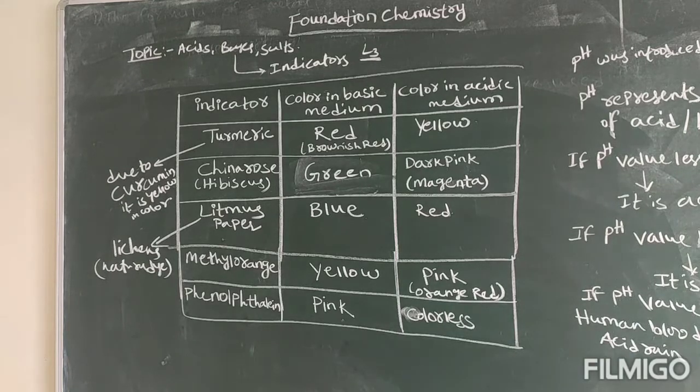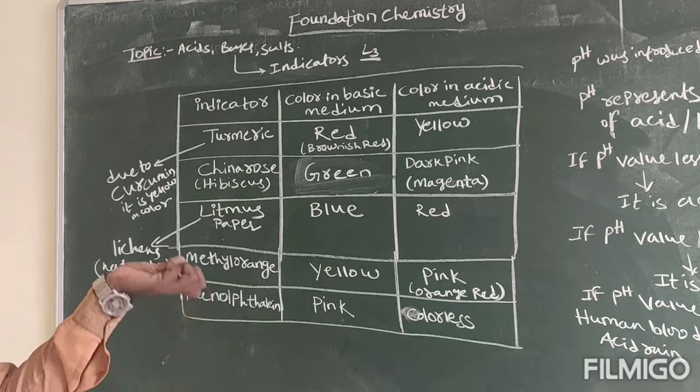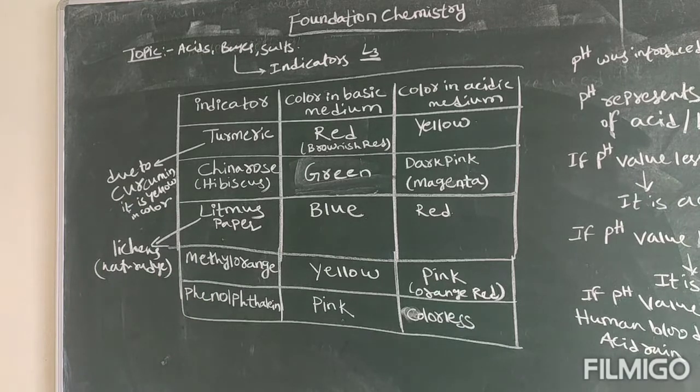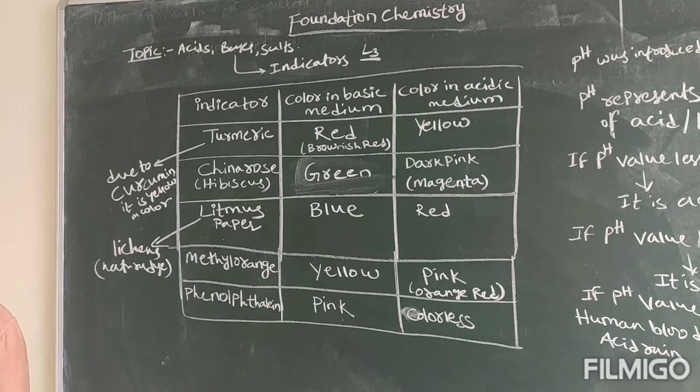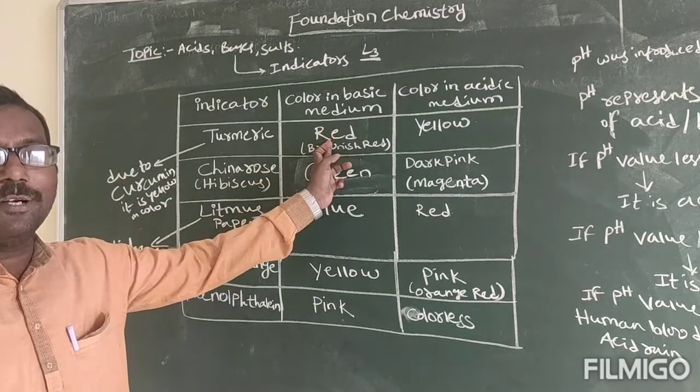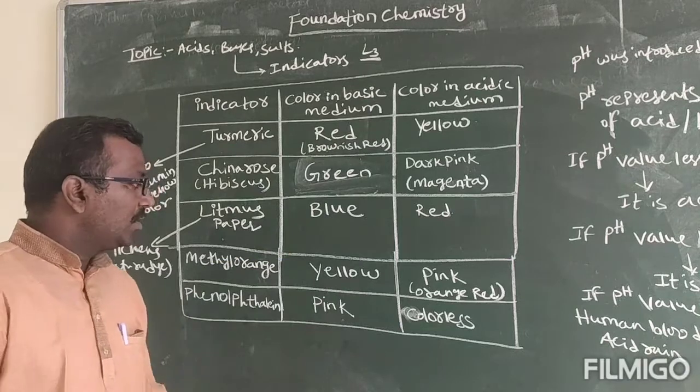Suppose a solution is given to you and you dipped turmeric in it. The turmeric has changed from yellow to red color, that is brownish red color. The given solution is of which nature? Basic. Why? Because it changed to red. That is the thing.